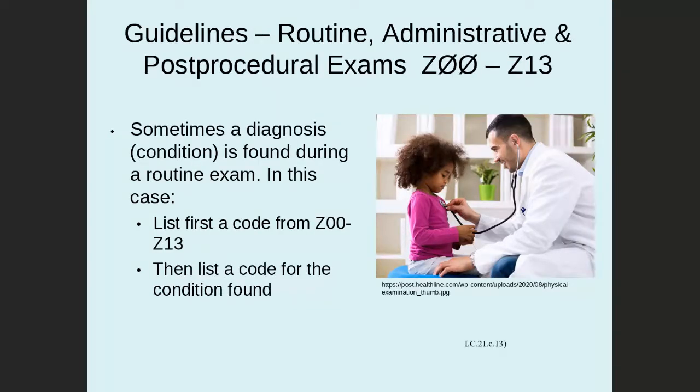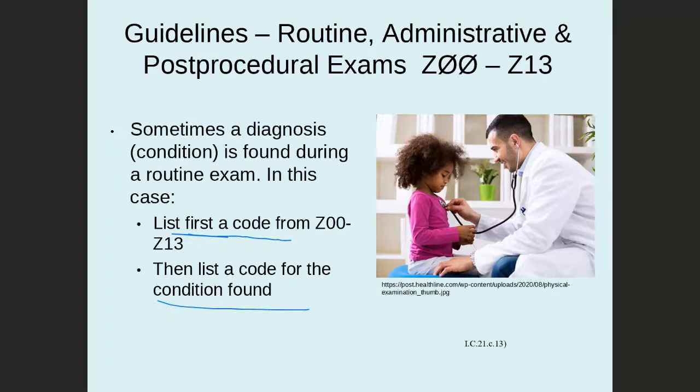So let's look at routine administrative and post-procedural exams. These are Z00 to Z13. Sometimes during a routine exam of a patient without a diagnosis, and that's what these codes are for, there is no diagnosis, and yet during the exam, the provider finds something. So there's a guideline for this. List first the Z00 to Z13 code, and then you list a code for the condition that's found.